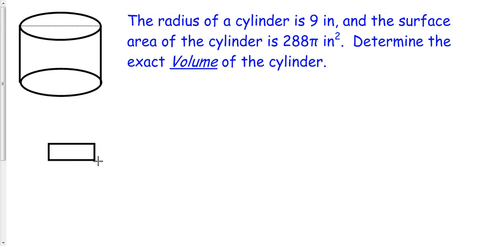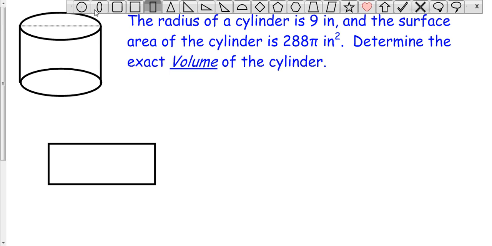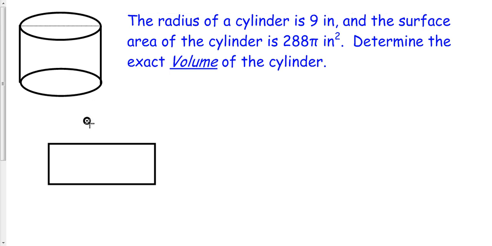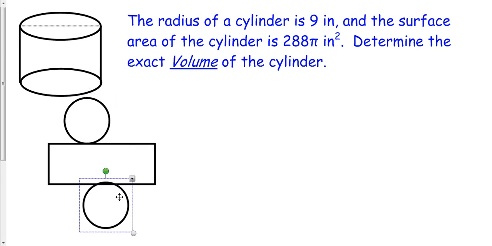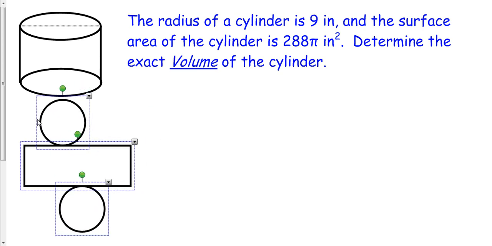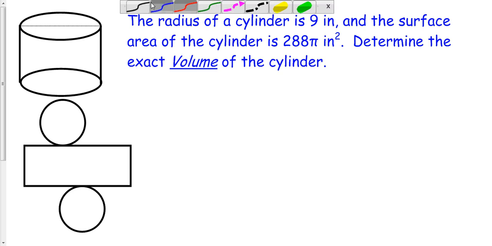Let's start with the lateral area, which is going to look like a rectangle. And then the bases are going to be circles. So I'll draw a circle here and another circle that's the exact same size. Okay. And then once I have this, I'm going to label what they tell me. So I know that the radius on this thing is 9. So let's write that in here.